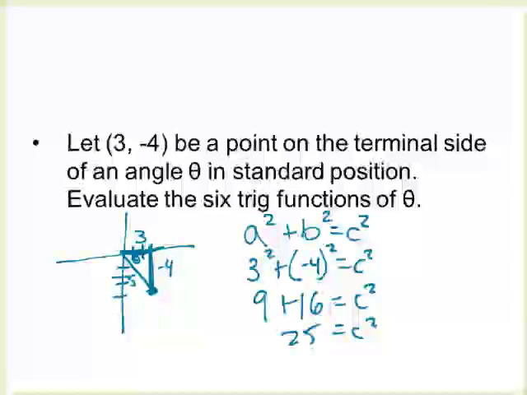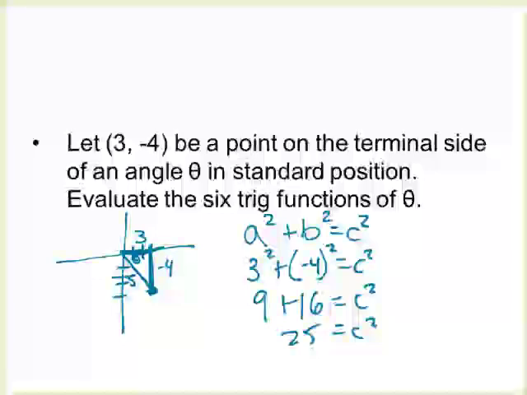We can safely assume that c would be 5. Yes, if you see a 3 and a 4 on a right triangle, you can definitely assume, it's not even an assumption, you can definitely know that the hypotenuse will be 5. For stuff like this, will theta always be the angle at the origin? Theta will always be at the origin next to the x-axis.